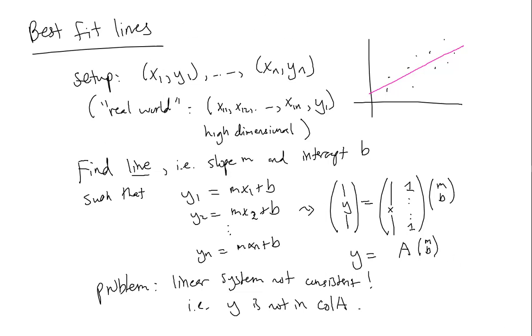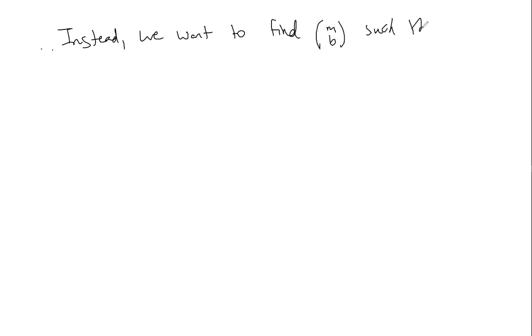So instead, we want to find (m, b) such that A times (m, b) equals not y, but the orthogonal projection. Because this will be consistent, because this is in the column space of A.